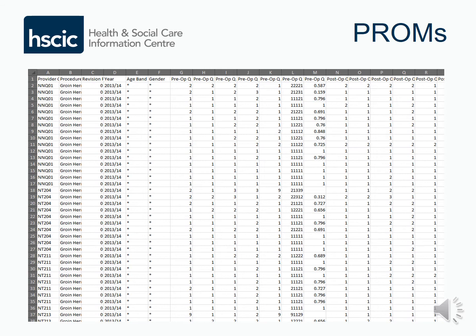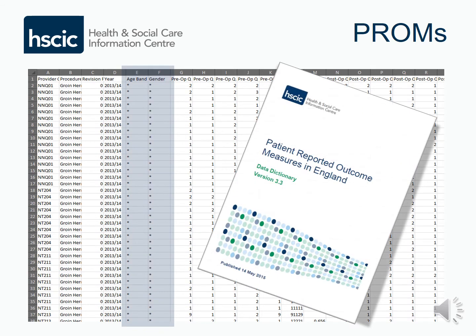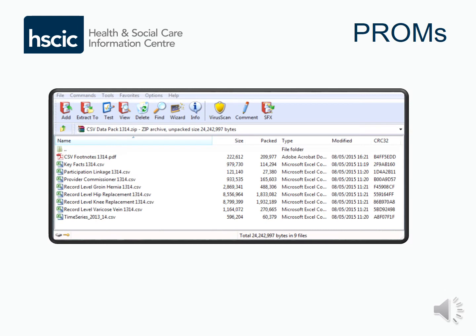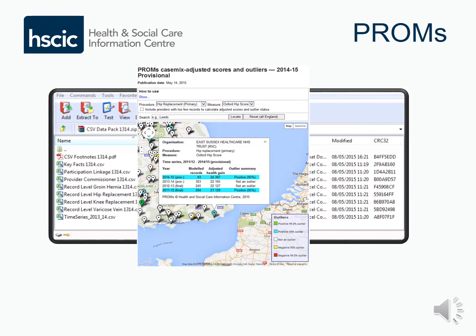Where there are between 1 and 5 records for a particular combination of age band, sex, provider and procedure, the age band and sex have been suppressed and replaced with an asterisk. Where it would have remained possible to identify suppressed cells by derivation from the total, additional cells have also been suppressed. The column headings are explained in the PROMs Data Dictionary, which is available from the main PROMs page on the HSCIC website.